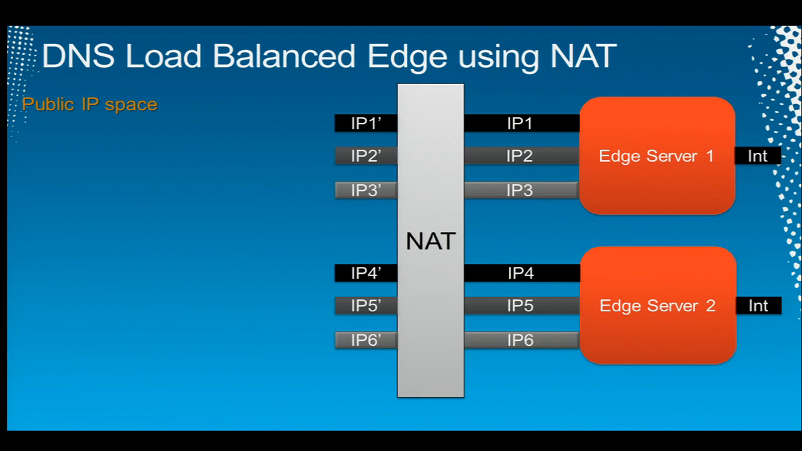In this case, you can also use DNS load balancing on the edge using NAT. So you can NAT the IP addresses and have them.